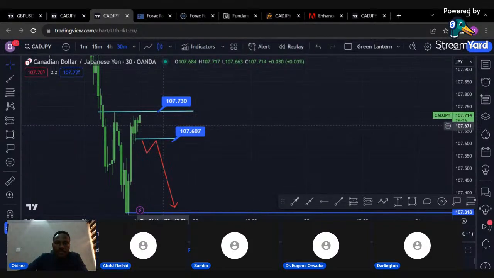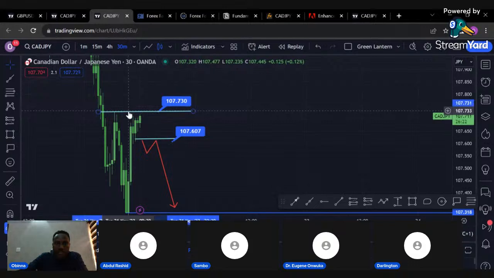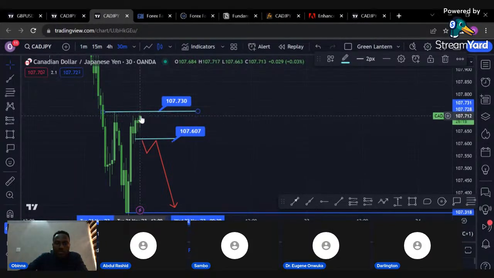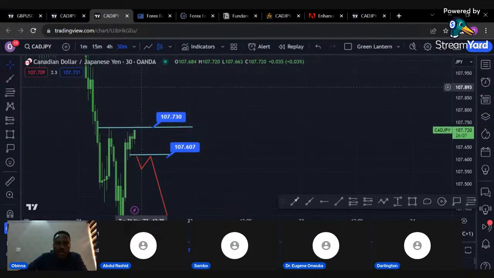Okay, so as long as price has not broken this place, I won't be looking for any other thing except sales. But if price breaks this place, then it shows that the sentiment of the market is tilting towards the upside for buys. So that's what it means. But if price has not broken this place, that means I'll be looking for sales.